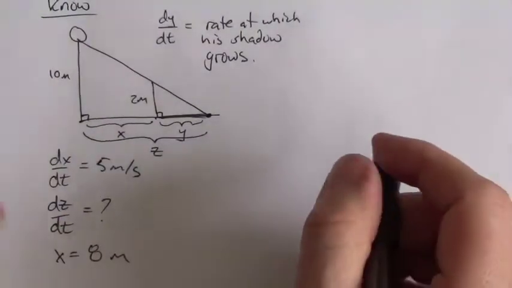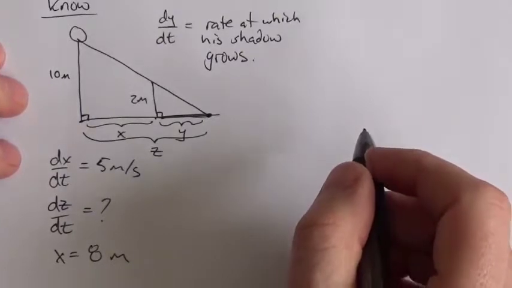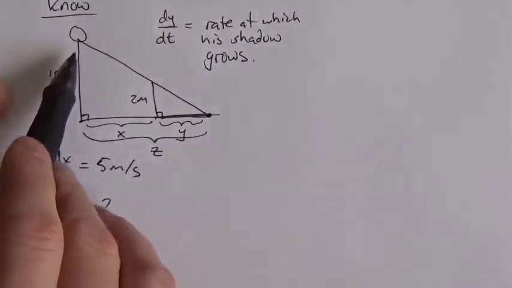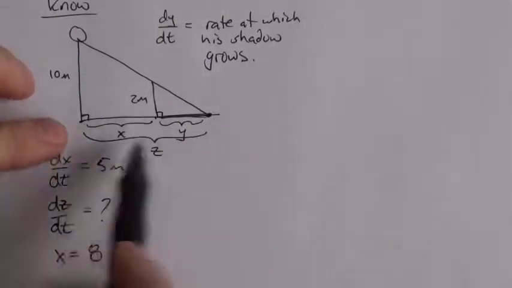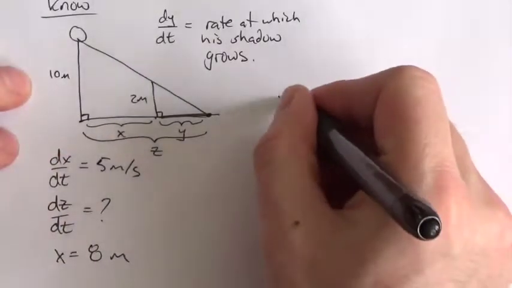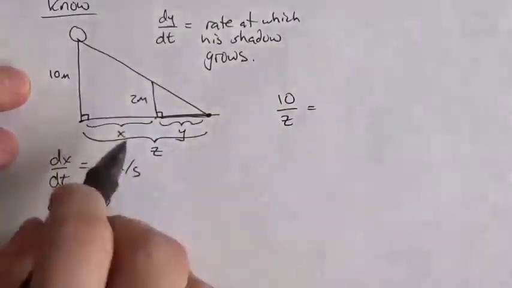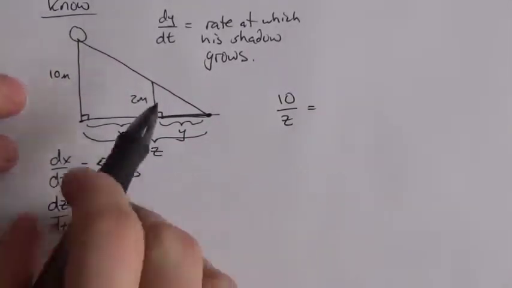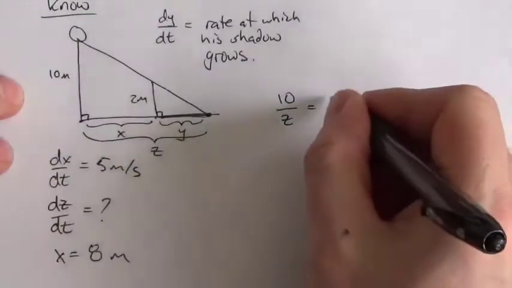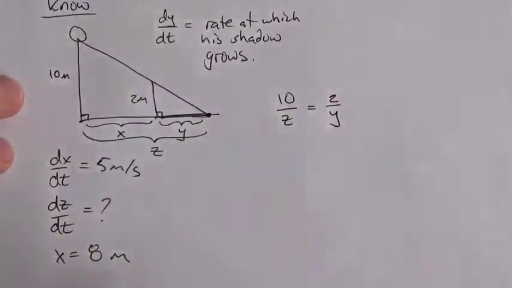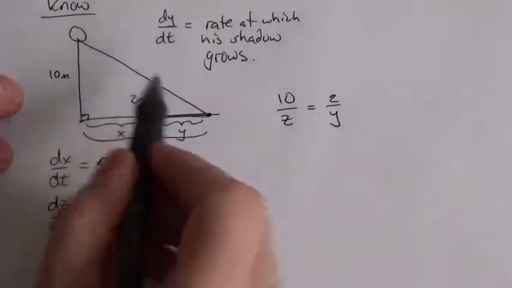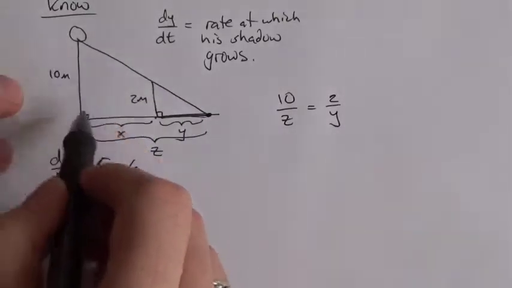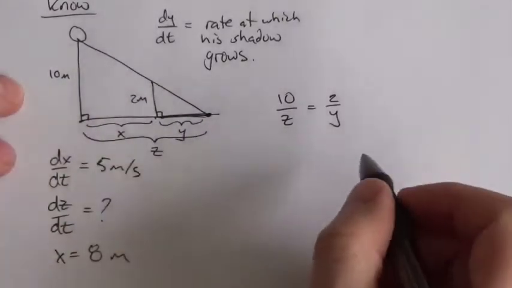In this situation, actually what we want to do is build similar triangles. So 10 to z, that ratio there, is going to be the same as 2 to y. I'm going to use similar triangles. The large triangle here is similar to the small triangle. Height to base, height to base.